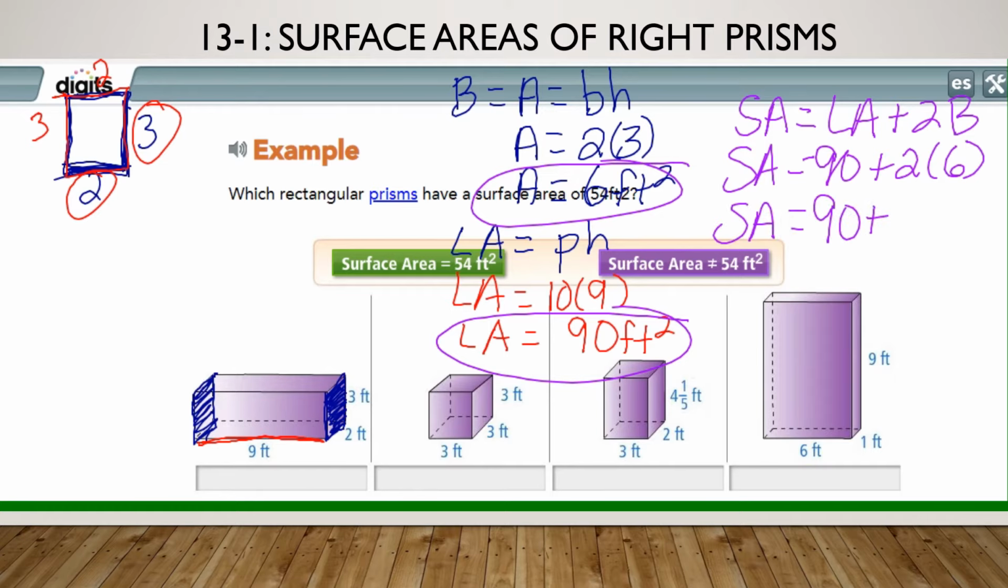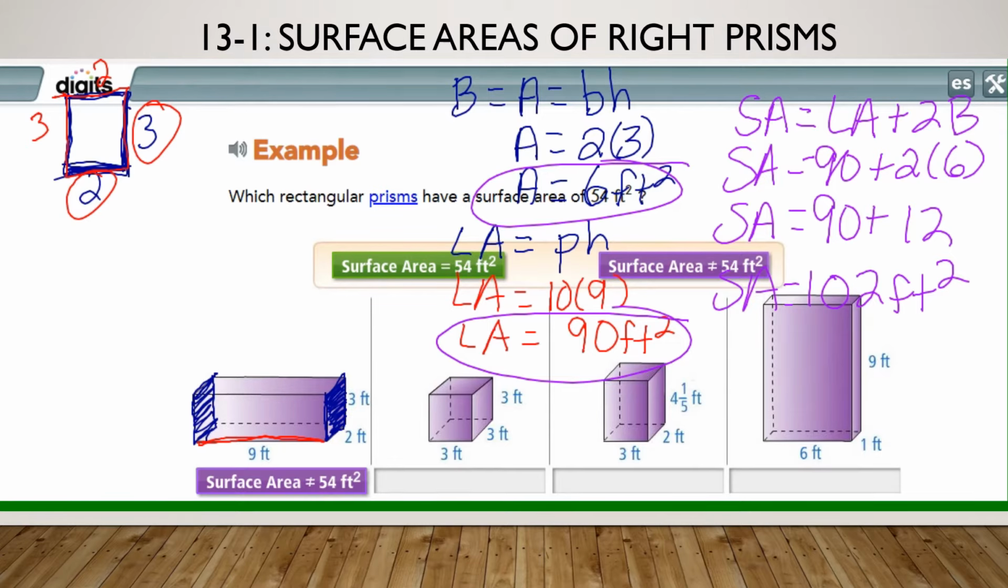Now we have to do 2 times 6, which is 12. And then we're just going to add 90 plus 12, that's 102. And that will be feet squared. So with this one, it will be surface area is not equal to 54 feet squared.